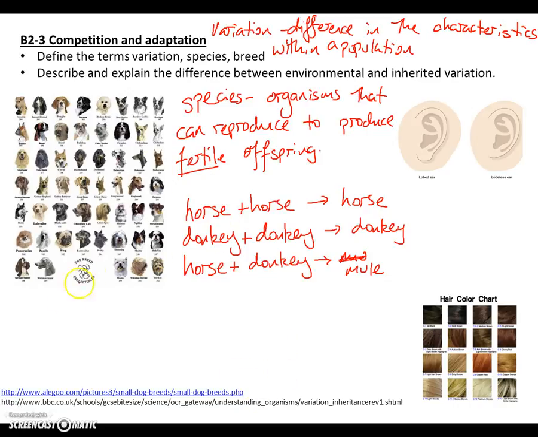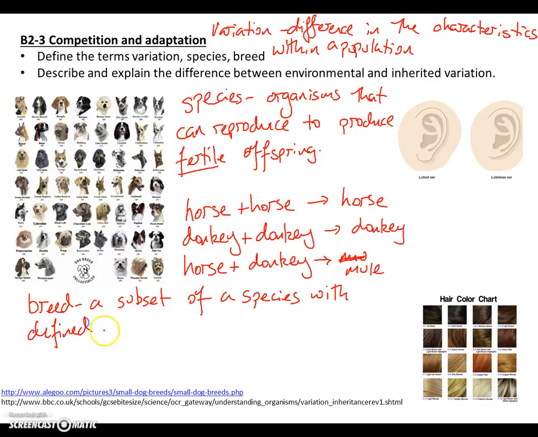A breed is a subset of a species with particular characteristics or defined characteristics. Okay, so dog breeds are one of the most obvious examples. You've got all these different types of dog, all these different breeds, Dalmatian here, Greyhound, Great Danes, and the like, but they can all breed with each other and produce fertile offspring, so they're all part of the same species, but they are different breeds.